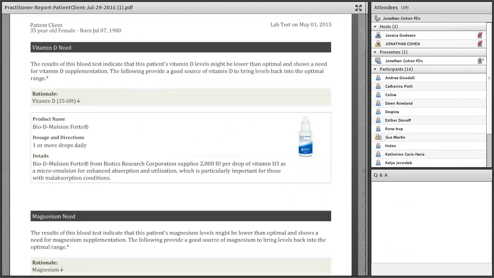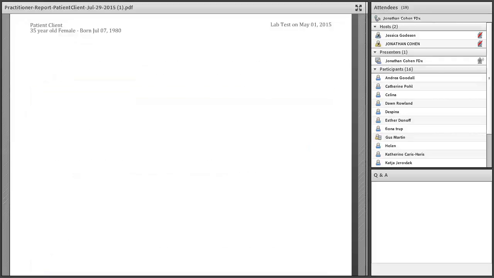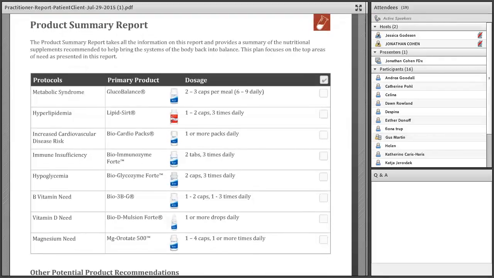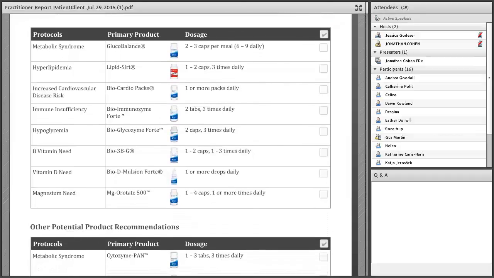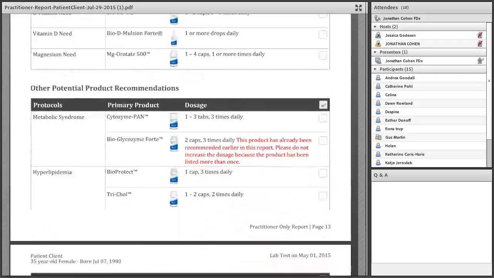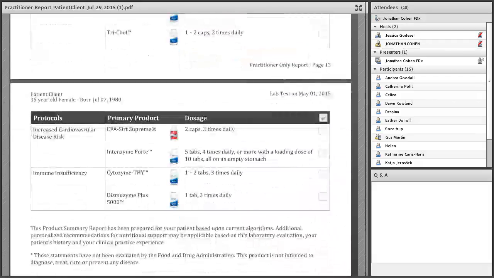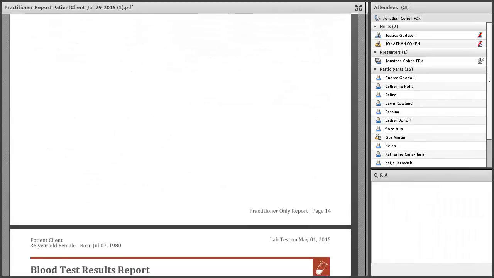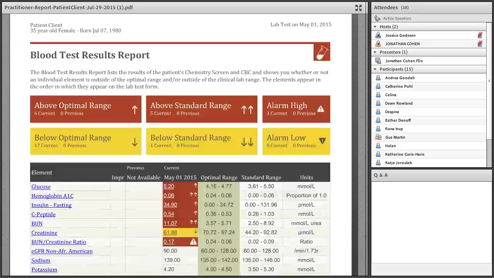What you would do for B vitamins, vitamin D, and then a summary, so a product summary report of what's involved. And of course this will go to your patients as well. So if you happen to be a Biotics Research person in the States and this is your choice, then that's exactly what you would be looking for.